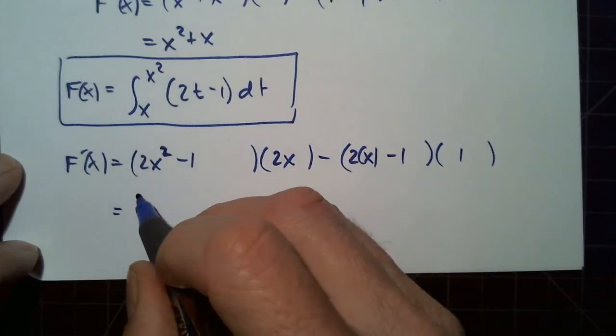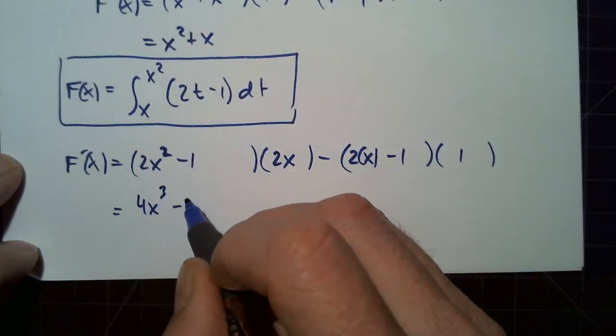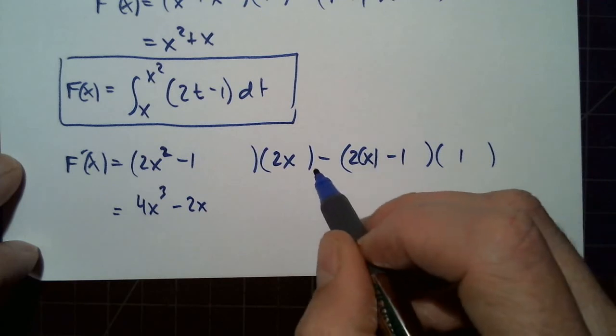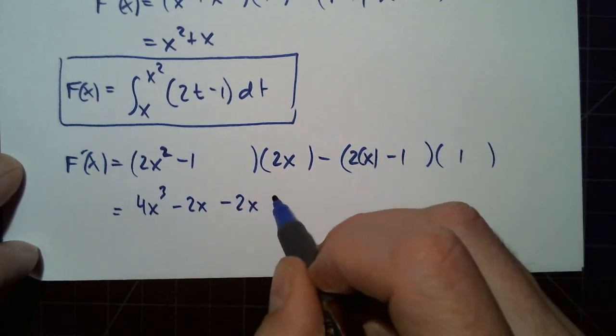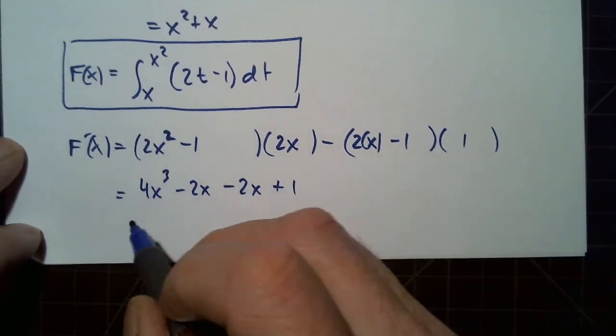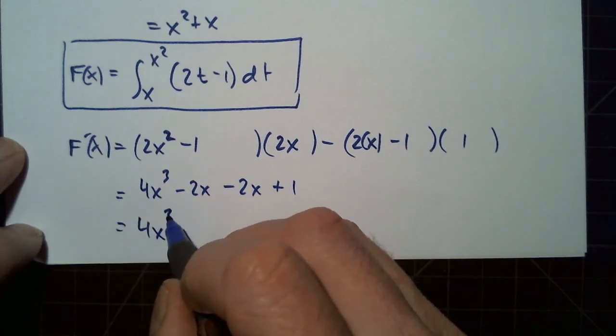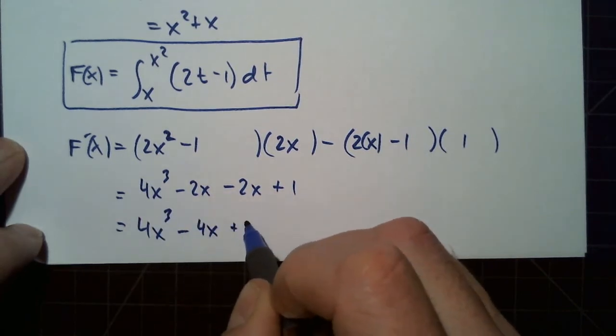And now we can just distribute: 4x cubed minus 2x. Then we'll have a minus 2x plus 1, so 4x cubed minus 4x plus 1.